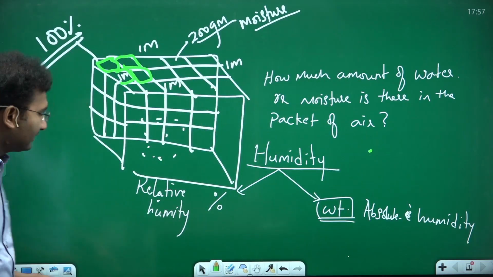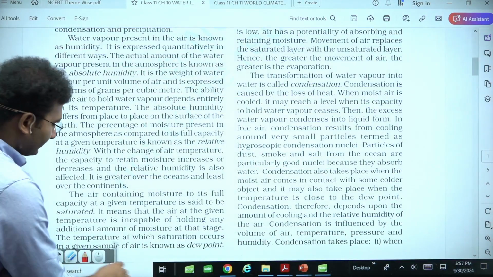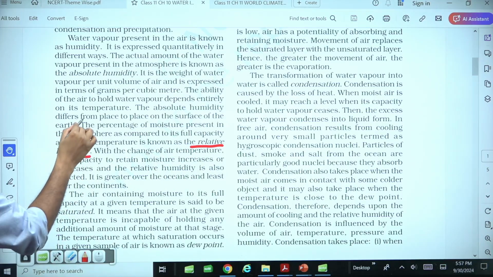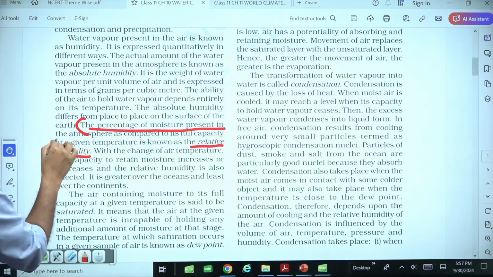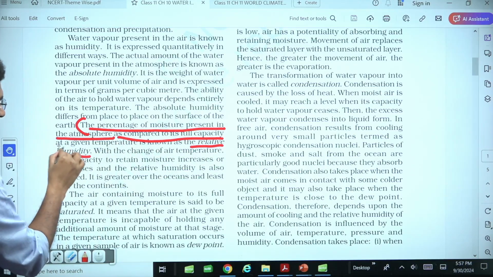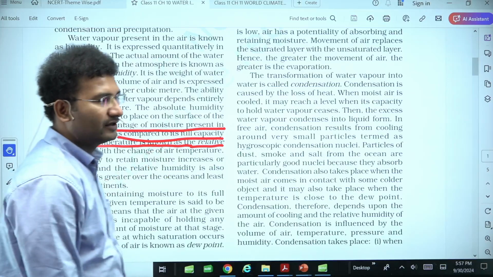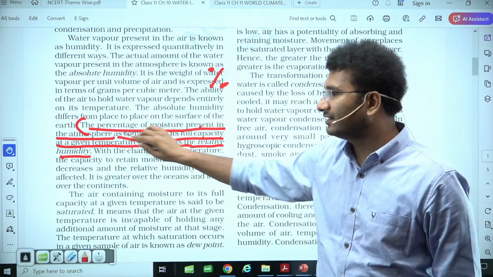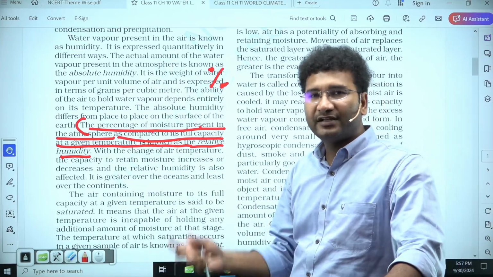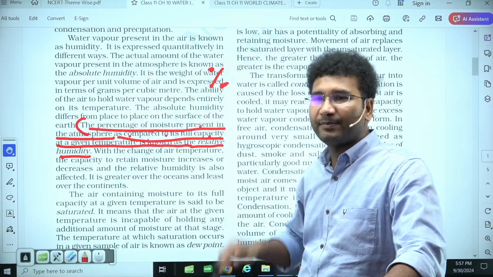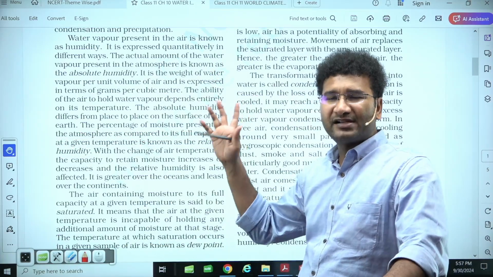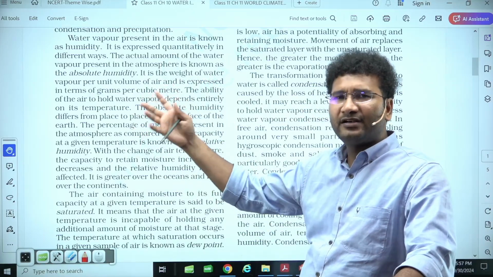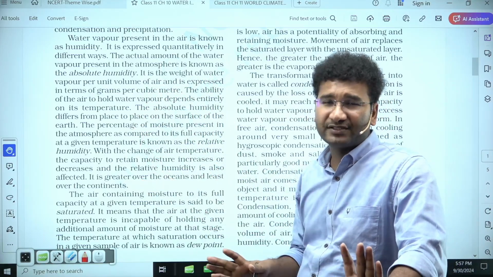Let me show you the definition here. In terms of relative humidity, the percentage of moisture present in the atmosphere as compared to its full capacity at a given temperature is known as relative humidity. What is its full capacity? Full capacity is always 100. Now what is the percentage present? Maybe 10, 20, like that, at a given temperature.